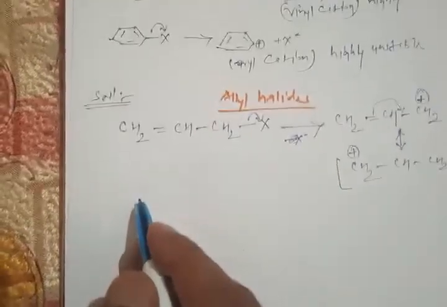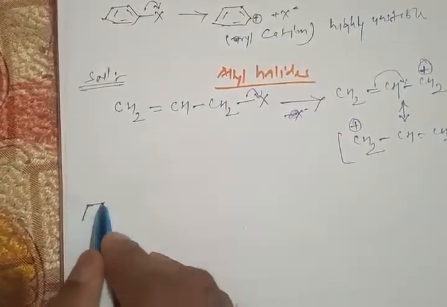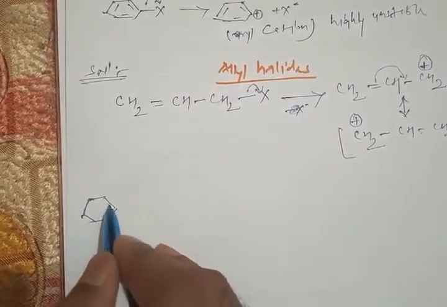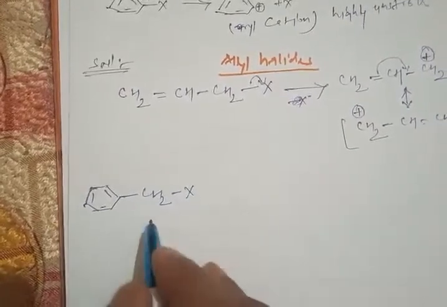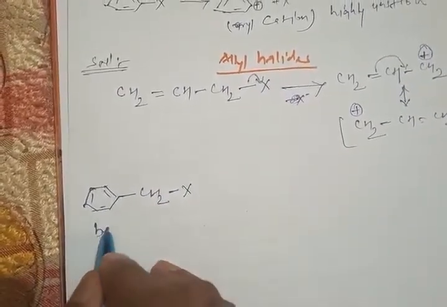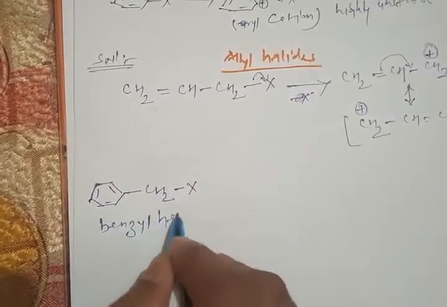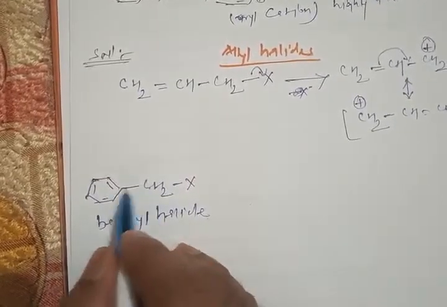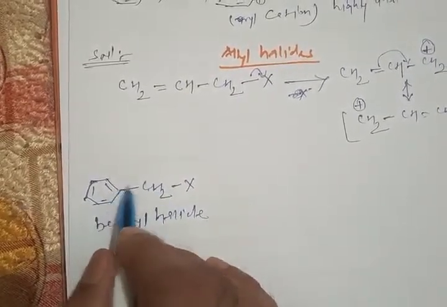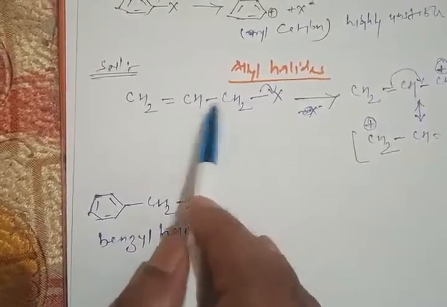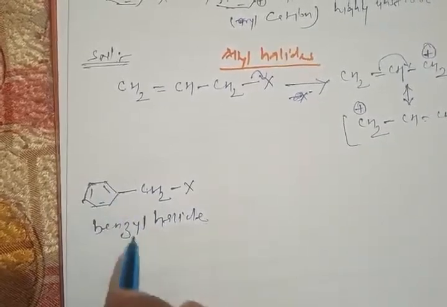Even if you go for the other option, like if we have this CH2 and X, the point to be noted is that this is benzyl halide, just like allyl. Why is it benzyl? See, this is the functional group carbon, and the next carbon is attached with a double bond. So this is a benzyl.